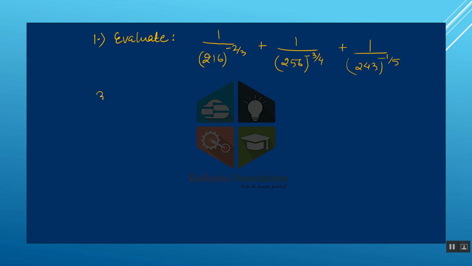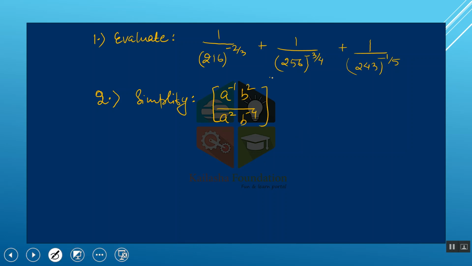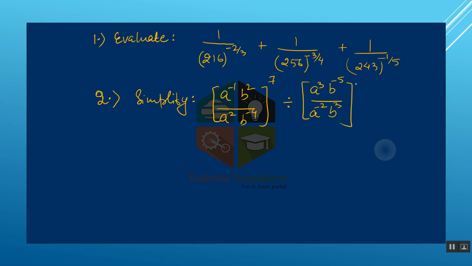Now question number 2, simplify: a power minus 1 b square by a square b power minus 4, power n, divided by a cube b power minus 5, divided by a minus 2 b3 raised to the power minus 5.